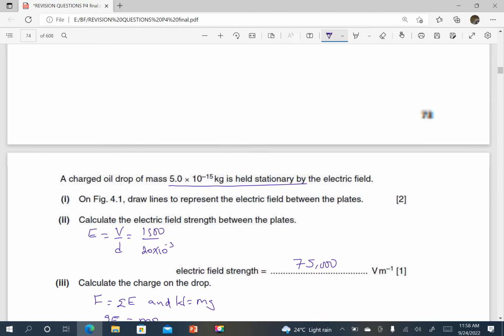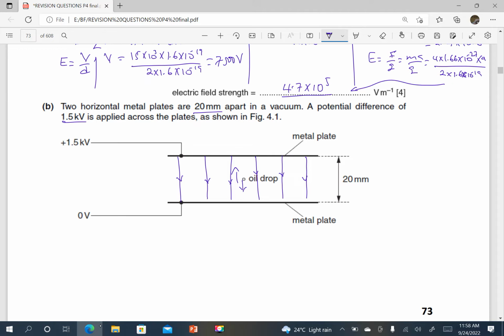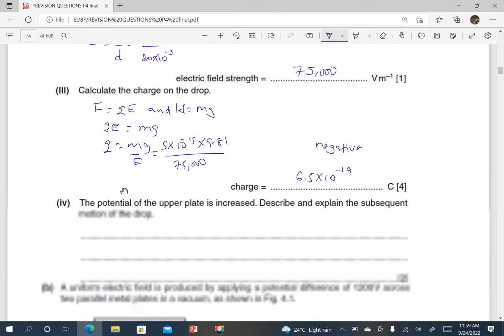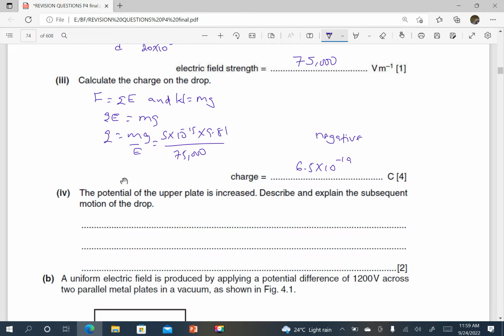How do I tell that the charge is negative? Normally, the weight will act vertically downwards. If the oil drop remains stationary, there should be a force balancing the weight upwards. But the field is downwards. The only sign of charge which experiences a force in the opposite direction to the field is a negative charge. Therefore, this charge here must be negative.